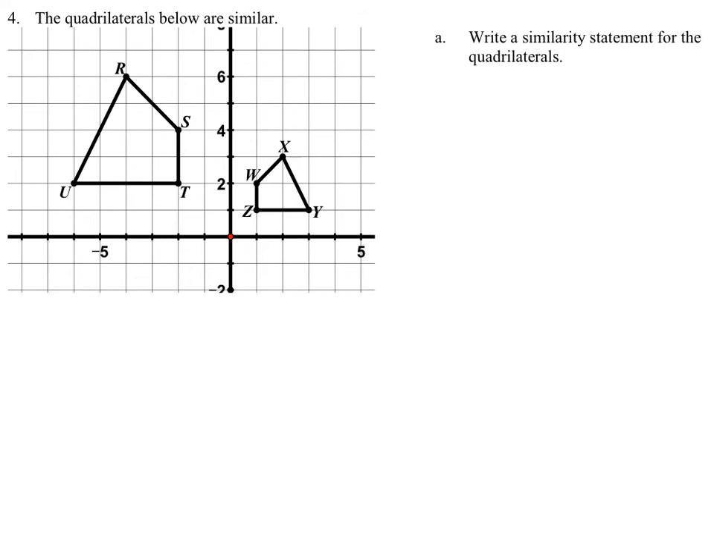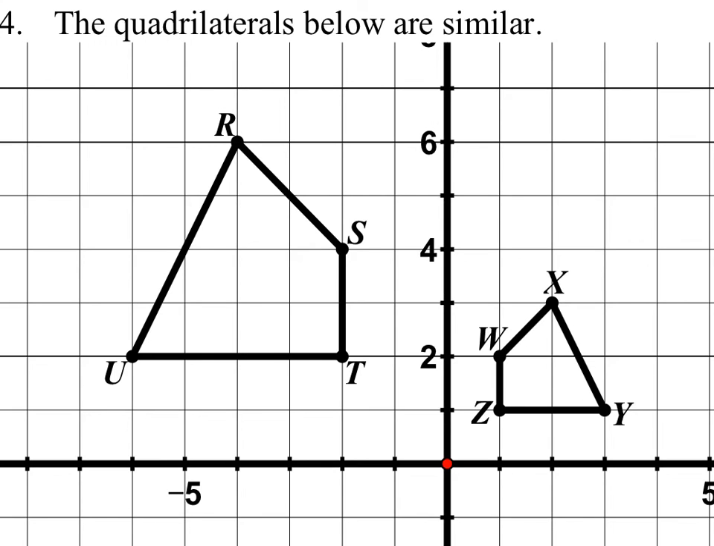All right, let's write a similarity statement for these quadrilaterals. So let's go ahead and identify. We'll just start with this first one. It's quadrilateral, let's say, RSTU. And this one would be similar to this other quadrilateral.